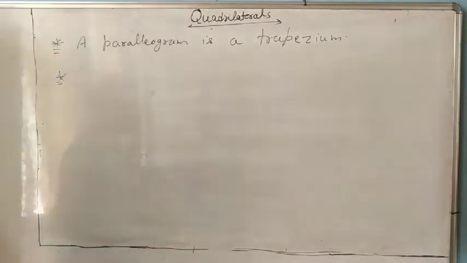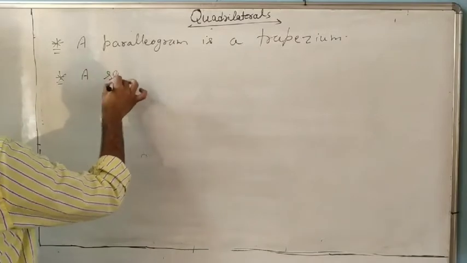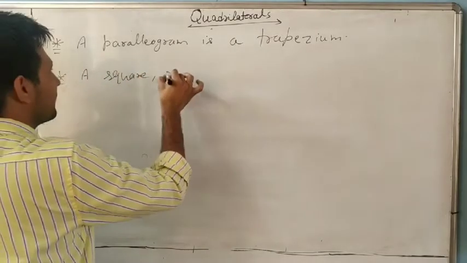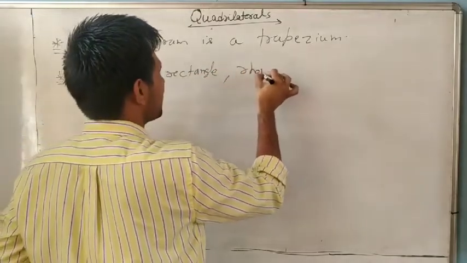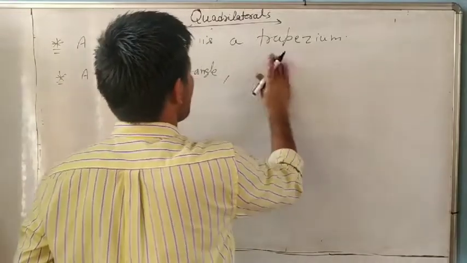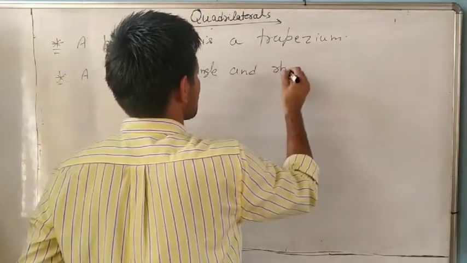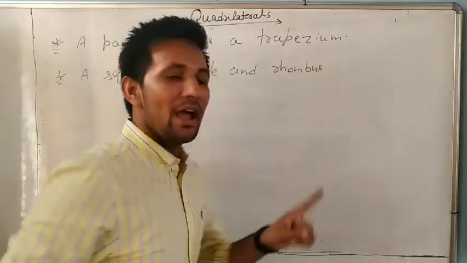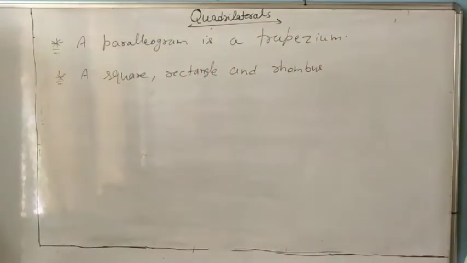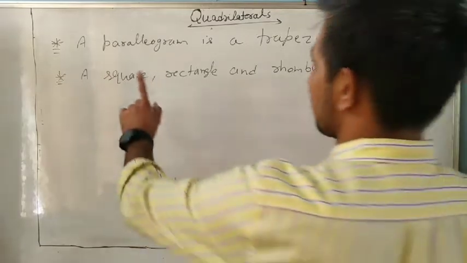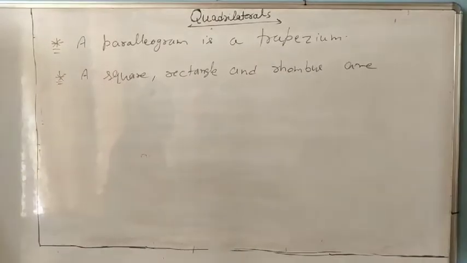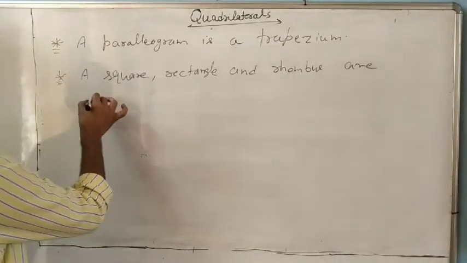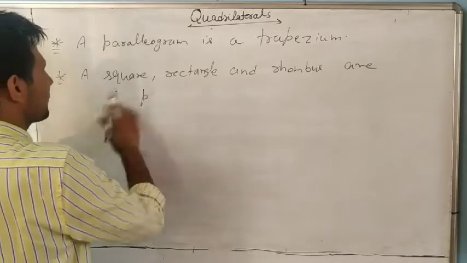Next, a square, rectangle and rhombus. You know every rectangle is a parallelogram, every square is a parallelogram, every rhombus is also a parallelogram. So it means a square, rectangle and rhombus are all parallelograms.